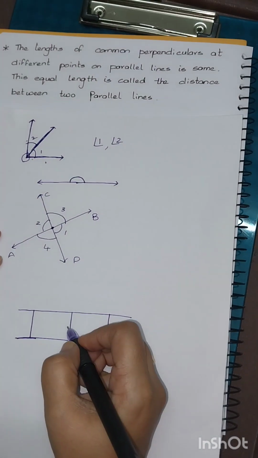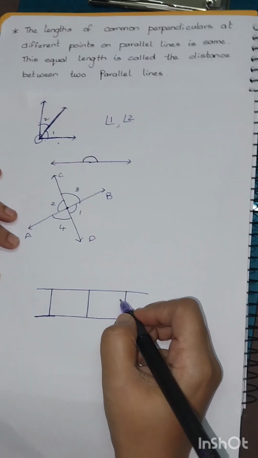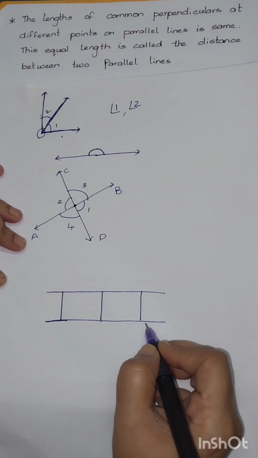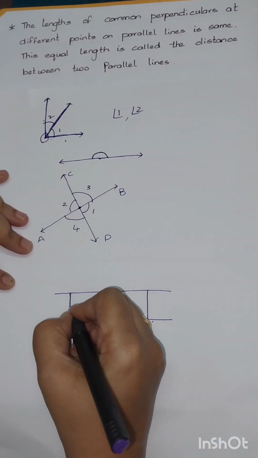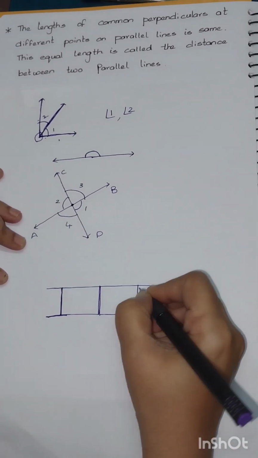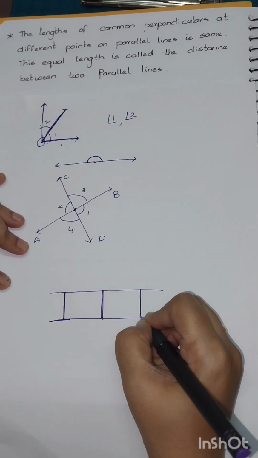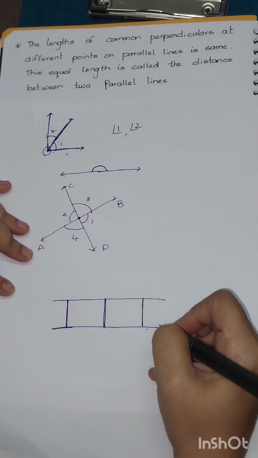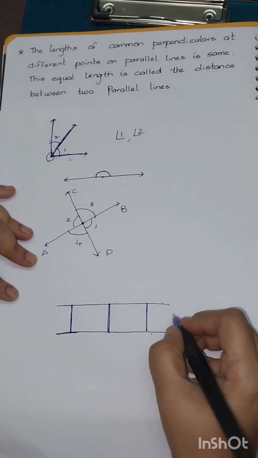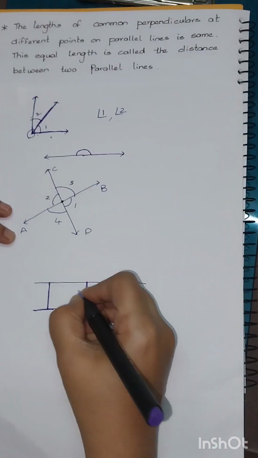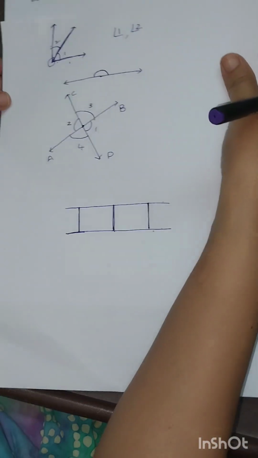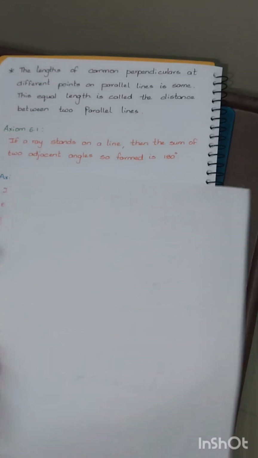The lengths of common perpendiculars at different points on parallel lines is the same. This distance is the same, and this equal length is called the distance between two parallel lines. What is this called? Distance between two parallel lines. Okay, clear? Now, let's go to the axioms.